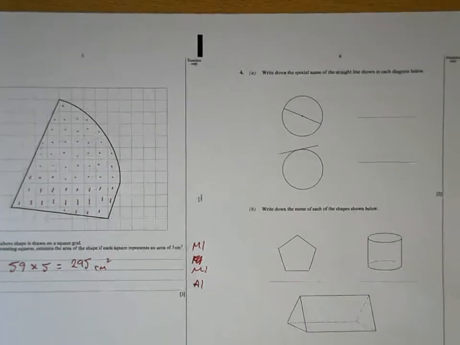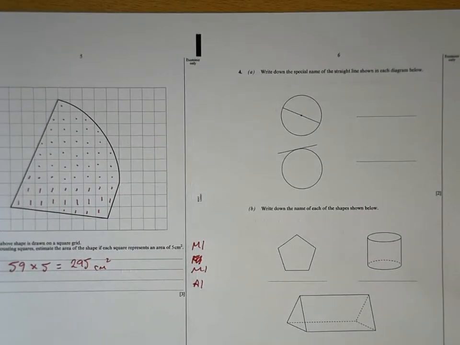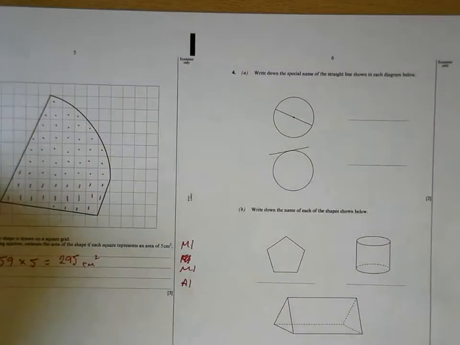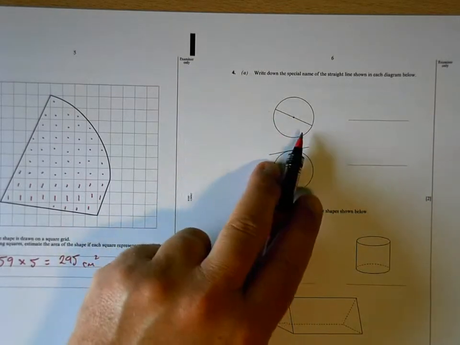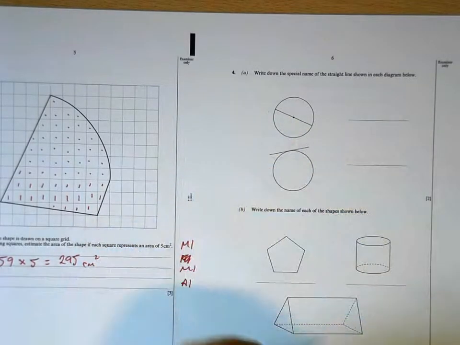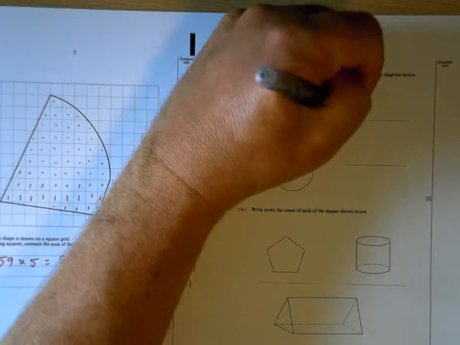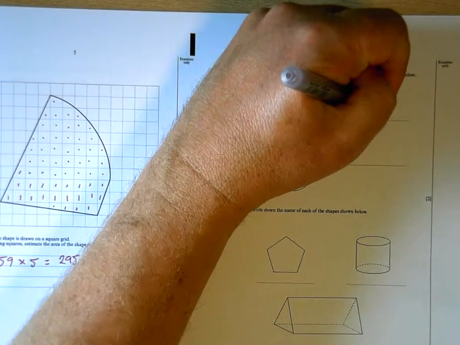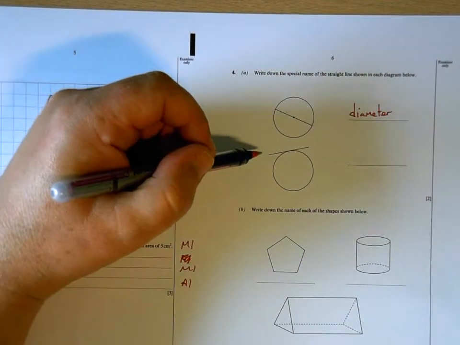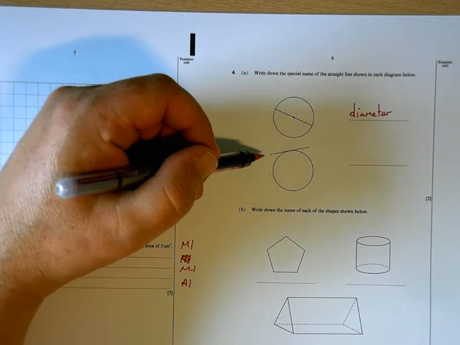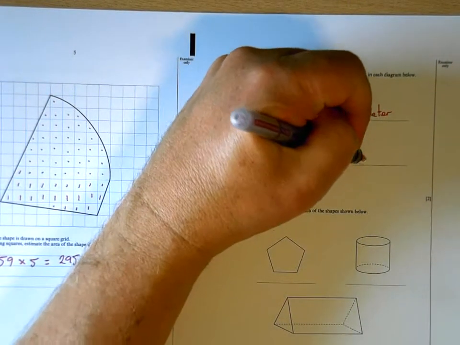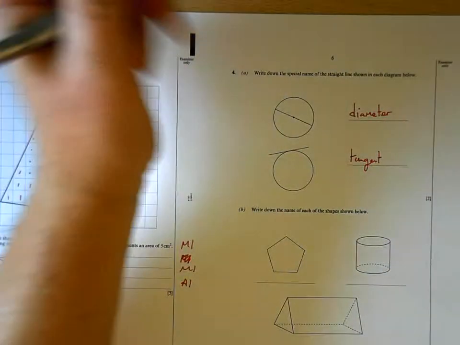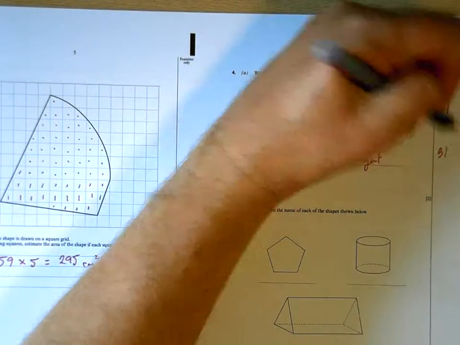The next bit are knowledge questions. You need to know these. That there is called the diameter, a line that goes straight across the widest part of a circle, so it's going through the center, is called the diameter. And this shape where you've got a line that just touches the outside of the circle, that's called a tangent. So you've got 1 mark for that, 1 mark for that.